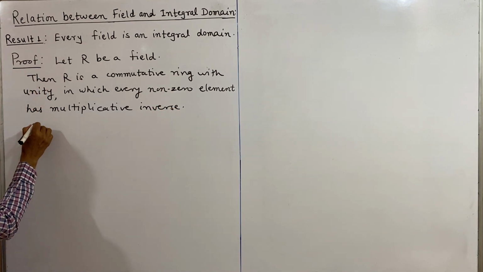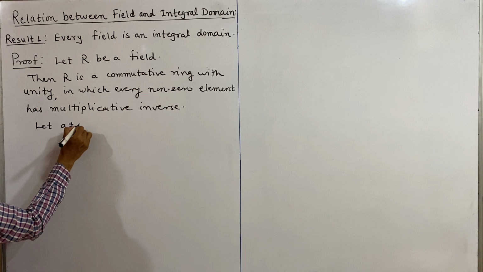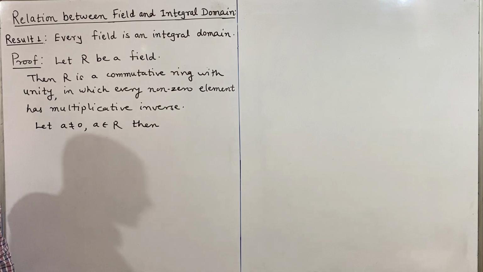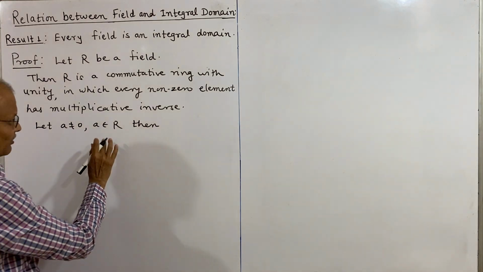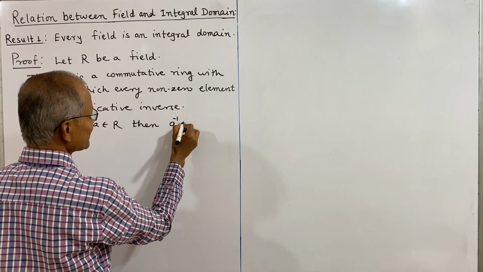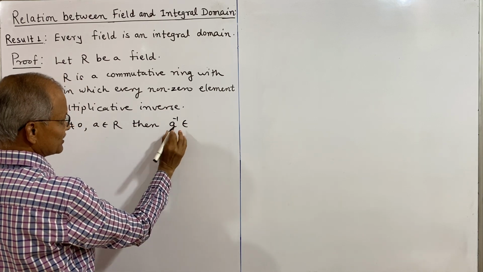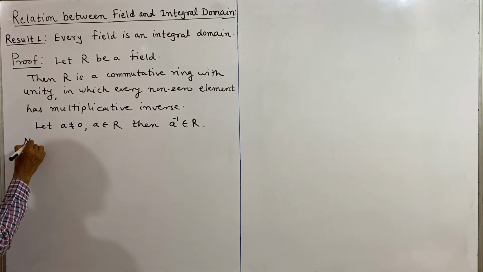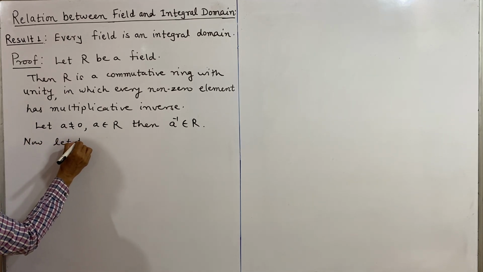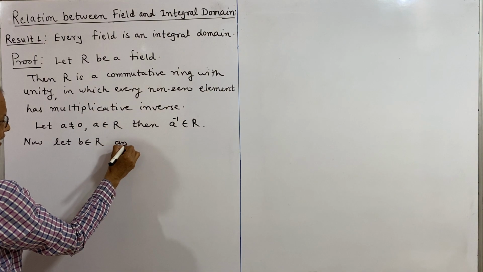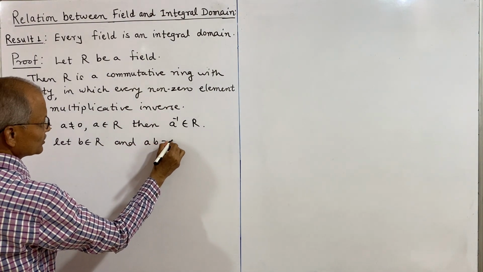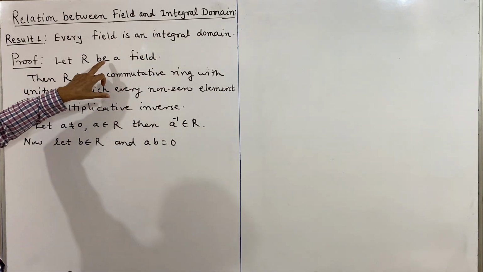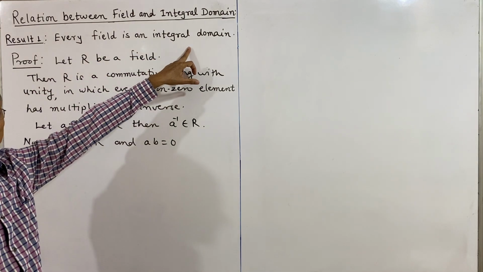So that means let a not equal to 0 and a belongs to R. Then there exists a inverse. We shall denote the multiplicative inverse of a by this symbol; a inverse belongs to R. Further, now let b belong to R and ab equal to 0. We have to prove R is an integral domain. R is a field, we have assumed. We shall prove R is an integral domain.